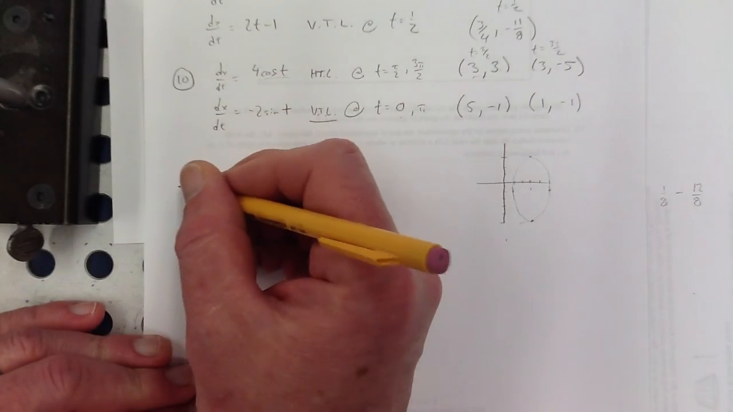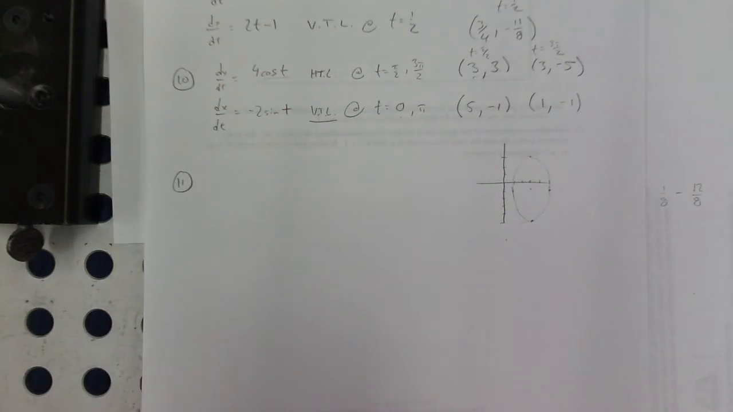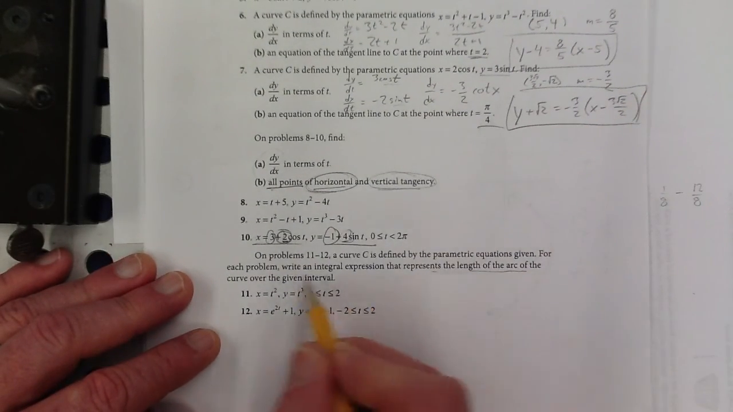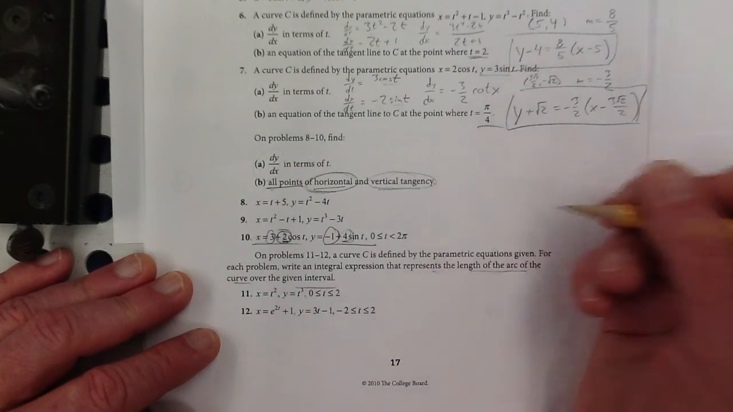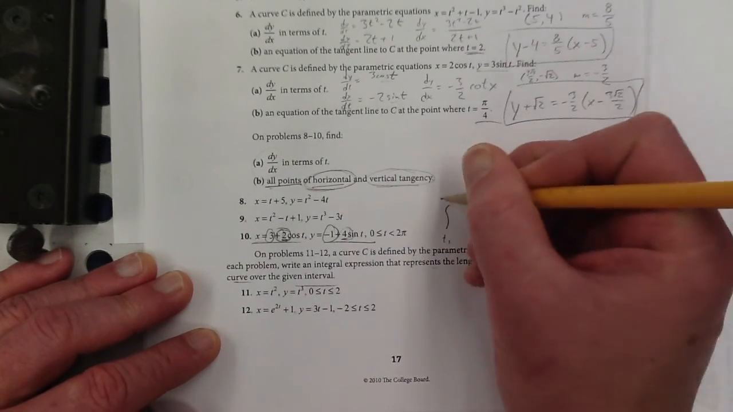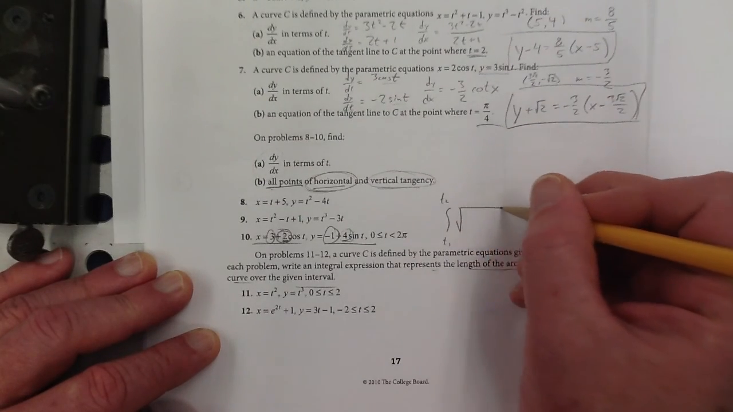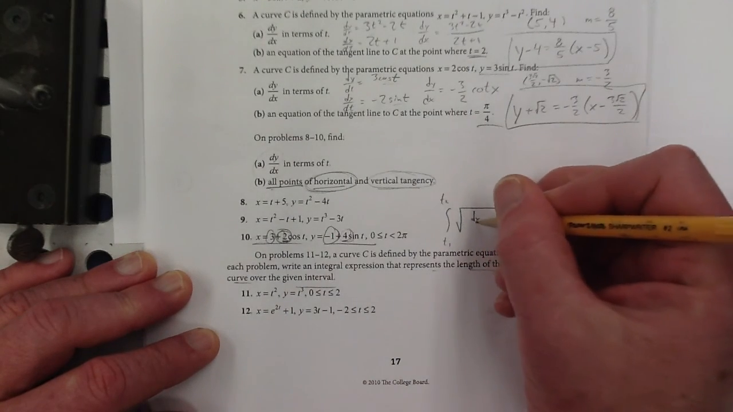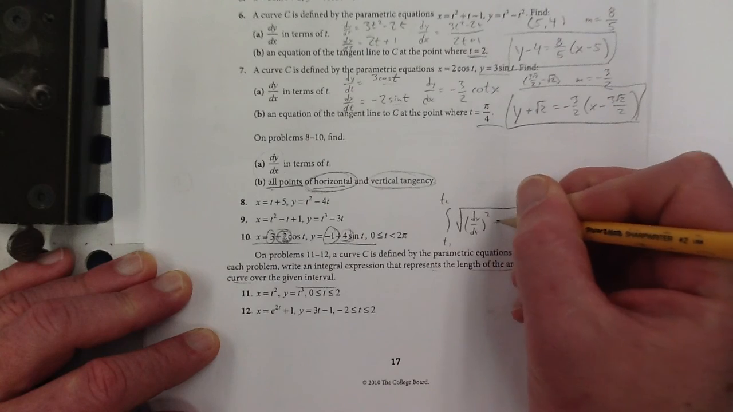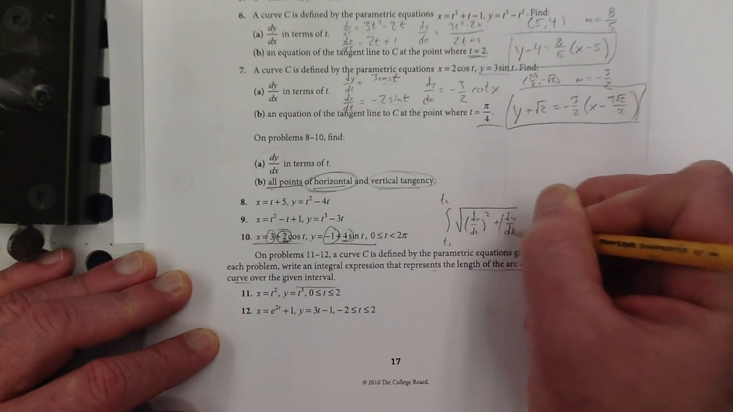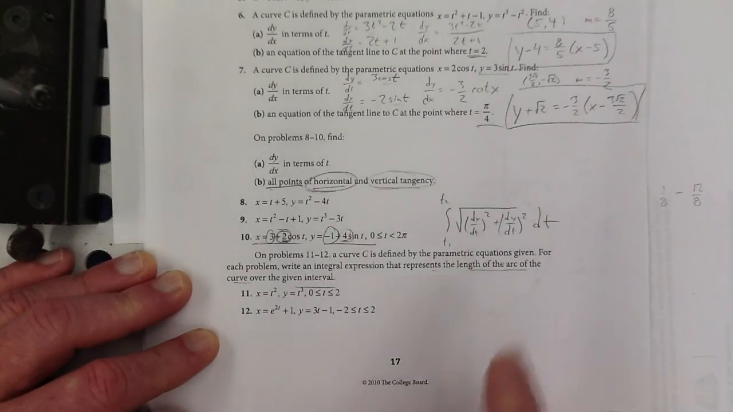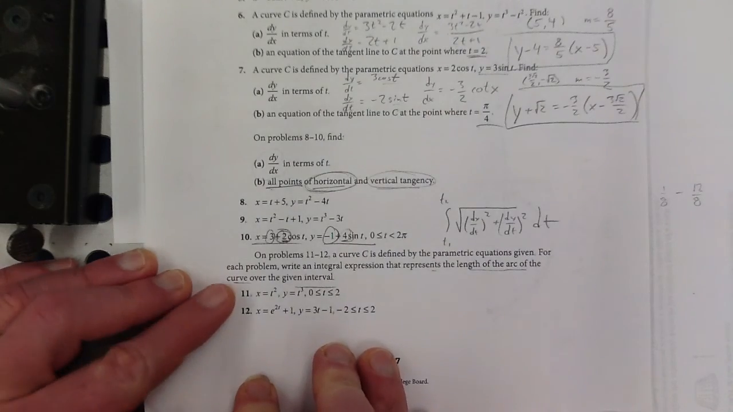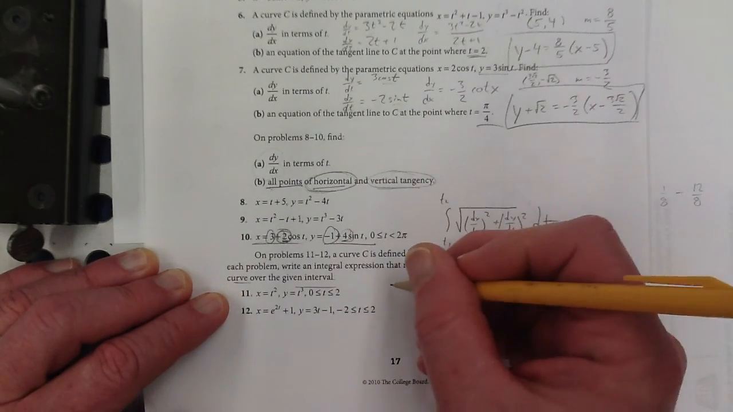All right, so for 11 and 12 we just want to write the integral expressions that represent the length of the arc of the curve over the given interval. These often turn out to be integrals that are not easy to actually solve. So they either happen in calculator-active problems, or sometimes we're just asked, like we are here, to just write the integral expression and then walk away. So that's from your notes. That's how you find the length. It's basically like the Pythagorean theorem. So hopefully that's somewhat intuitive.